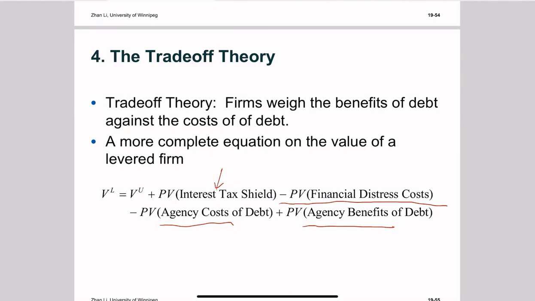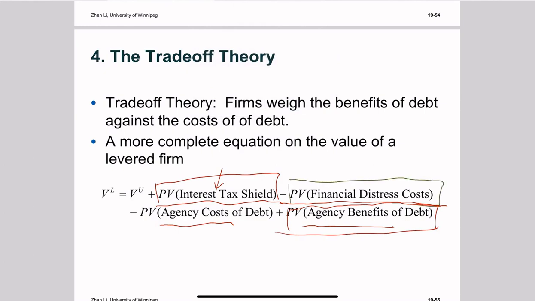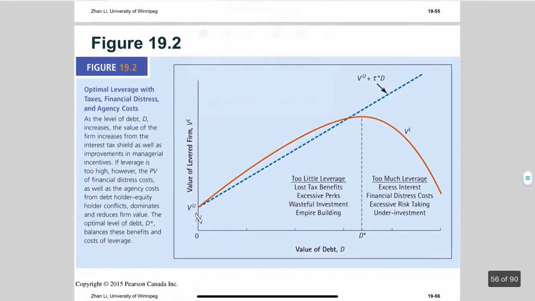So you can see that we basically have 2 costs versus 2 benefits, right? So interest tax shield and agency benefits are about benefits. And then financial distress and agency costs are mainly about costs. This trade-off theory can be simply expressed in the following picture.